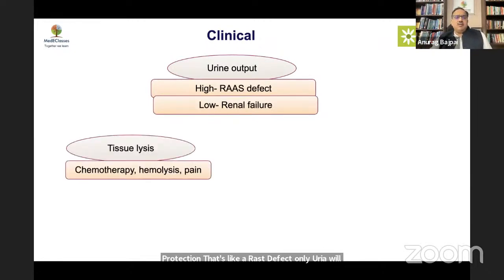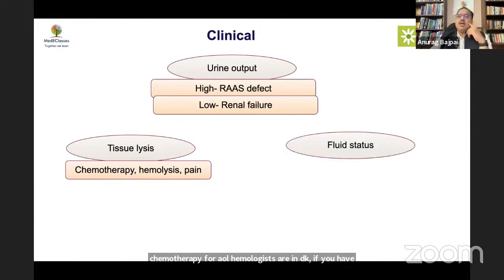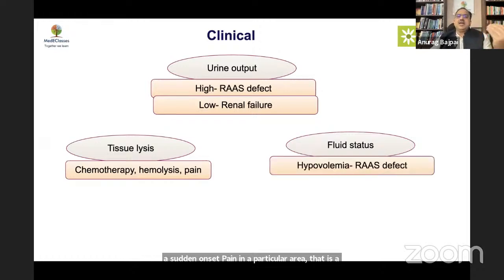Tissue lysis, the history will be clear, like chemotherapy for ALL, hemolysis. And in DKA, if you have a sudden onset pain in a particular area, there is a rhabdomyolysis happening. Look at the fluid status. In somebody who has a RAS defect, you will have hypovolemia, while if there is fluid overload or effective hypovolemia, you may actually have more fluid.